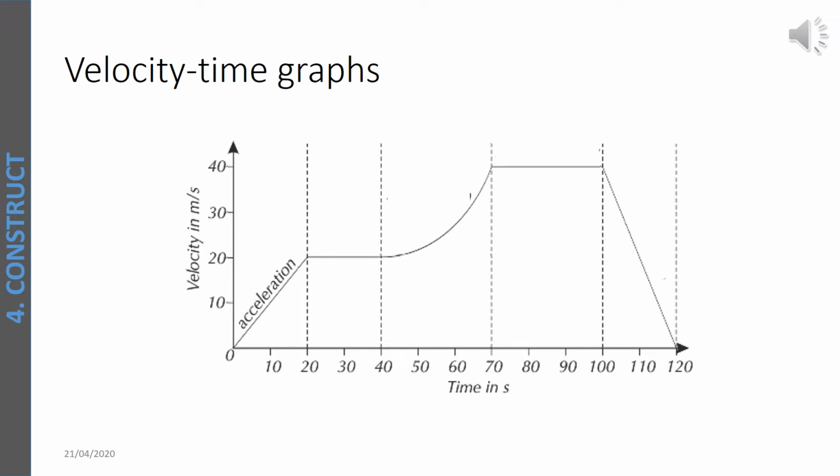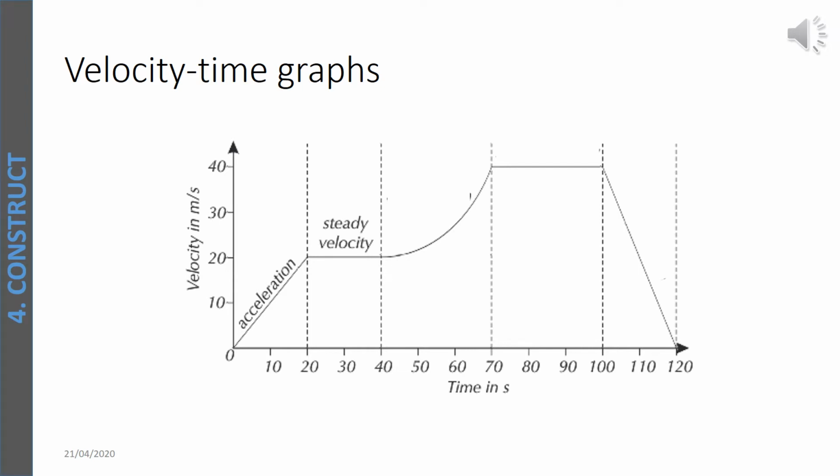So section 1, between 0 and 20 seconds, shows a straight uphill slope. This is acceleration. How do we know this? Well, you know from your last lesson that acceleration is quite simply the change in velocity divided by the time taken. Our axes are velocity and time. So quite simply, if we were to work out the gradient of this line, so the change in y, which is the change in velocity, divided by the change in x, we could find the acceleration of this object over this period of time.